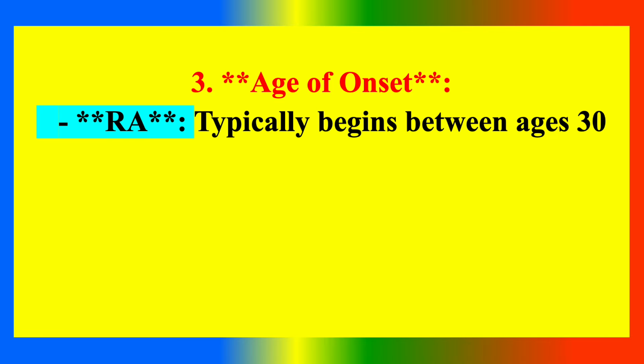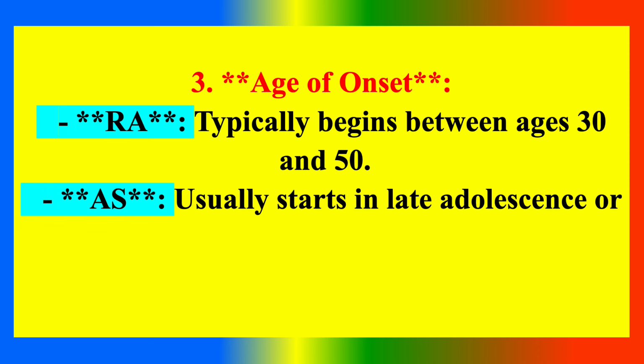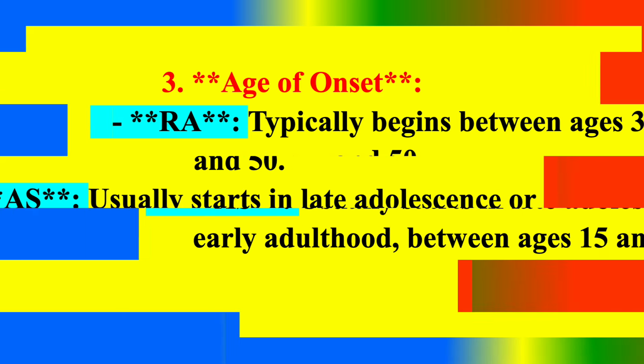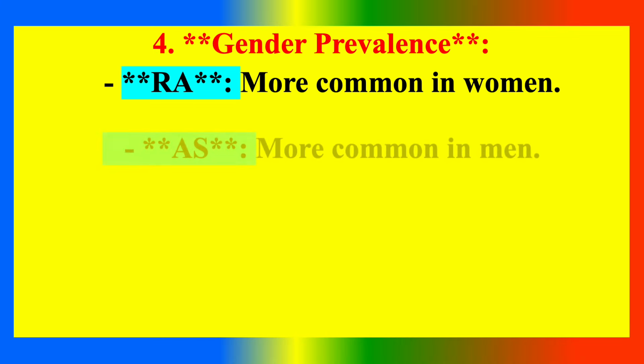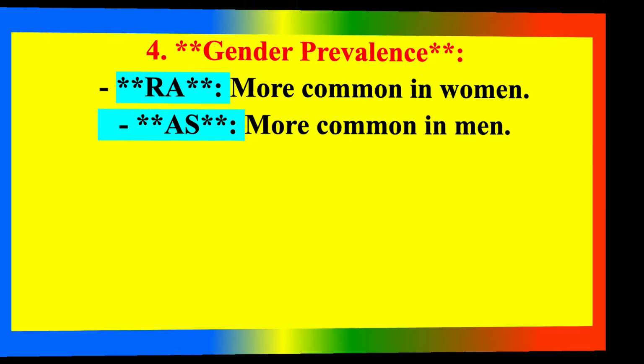Three, age of onset. RA typically begins between age 30 and 50. But AS usually starts in late adolescence or early adulthood, between age 15 and 30. Four, gender prevalence. RA is more common in women, AS more common in men.